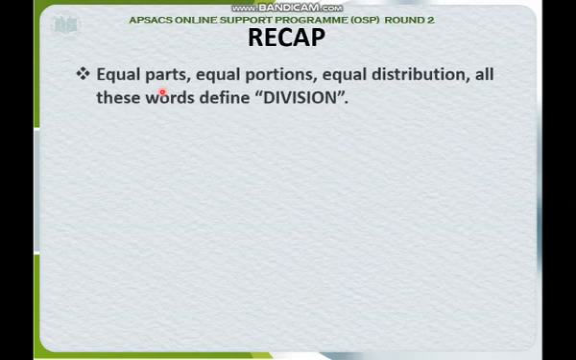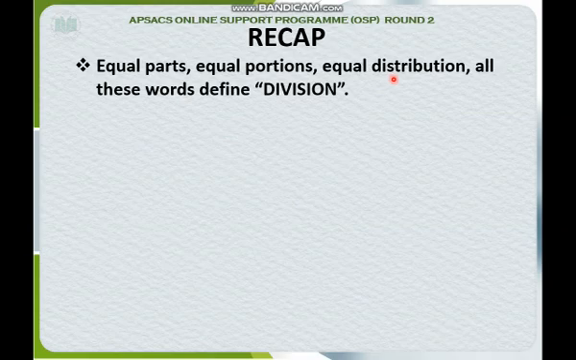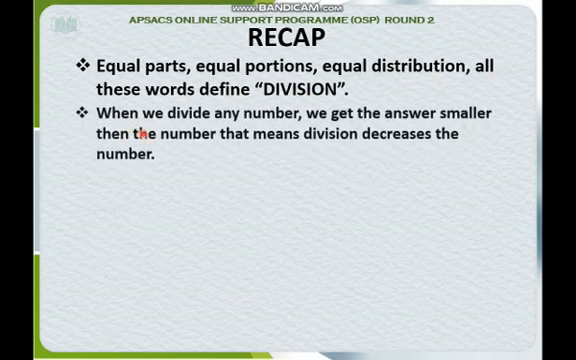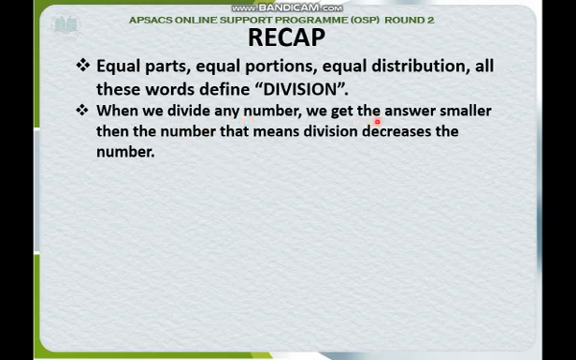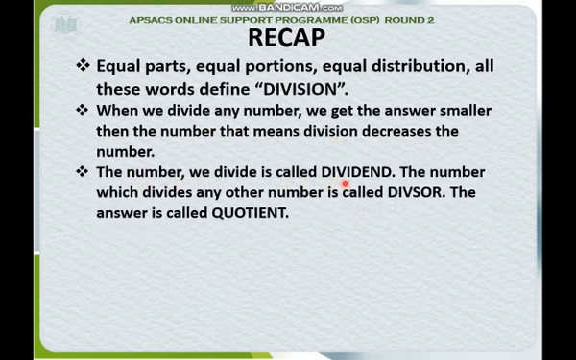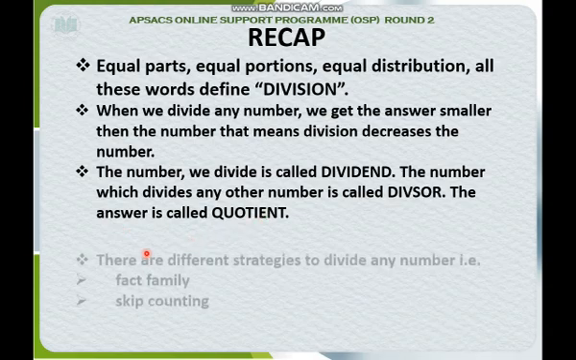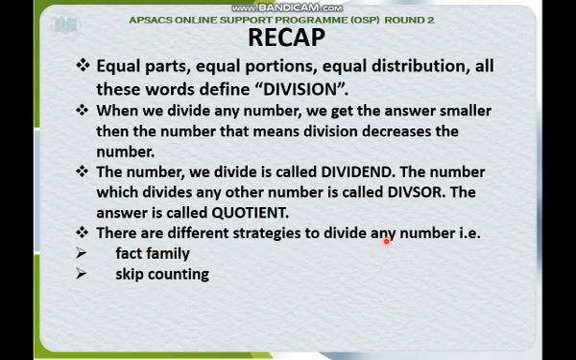Now let's do a recap of today's topic. Equal parts, equal portion, equal distribution, all these words define division. When we divide any number, we get the answer smaller than the number. That means division decreases the number. The number we divide is called the dividend. The number which divides any other number is called the divisor. The answer is called the quotient. There are different strategies to divide any number, that is fact family and skip counting.